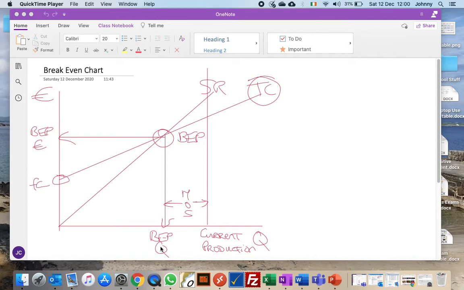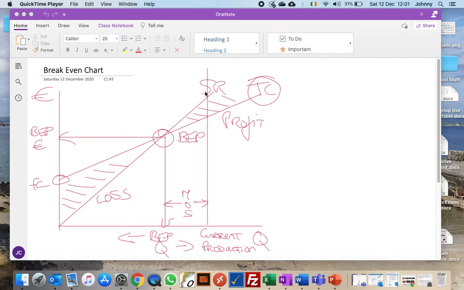If we end up down here somewhere, if we sell anything on the lower end of the axis, we'll end up making a loss. If we go higher than the break-even point, up here somewhere, we'll end up making a profit. Why is this a profit? Because the sales revenue line here is higher than the cost line, so the revenue is more than the cost. Down here the cost is higher than the revenue line, so we're making a loss.